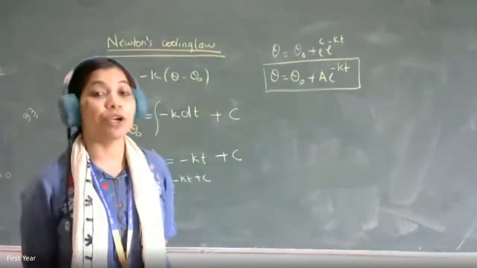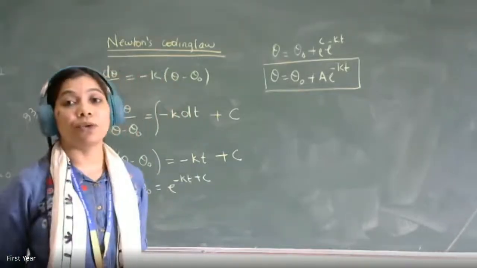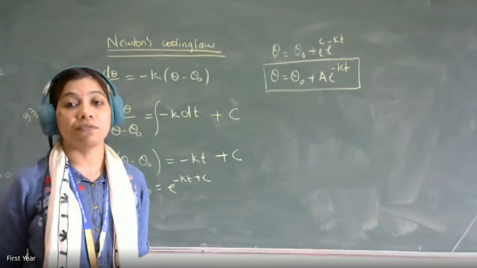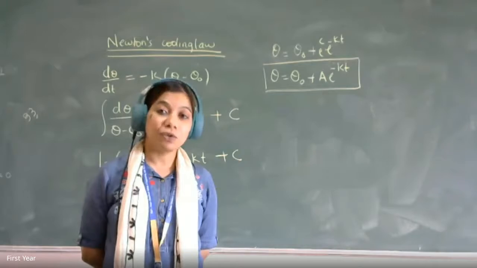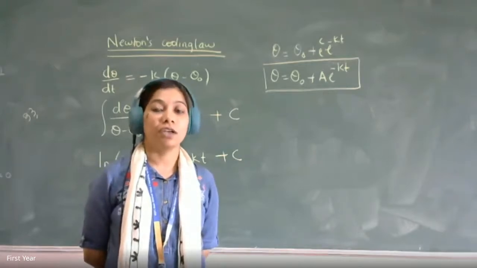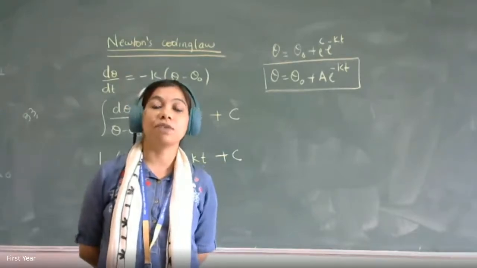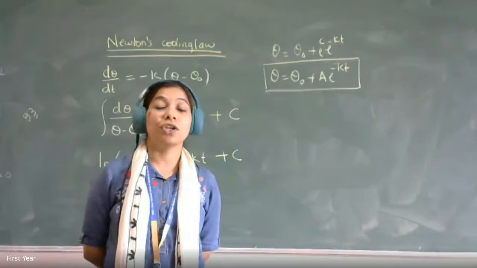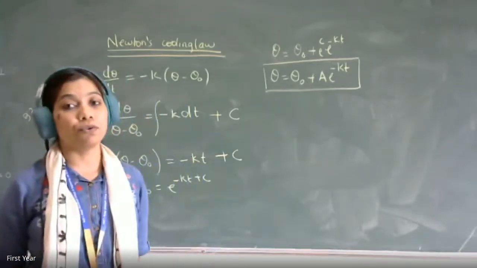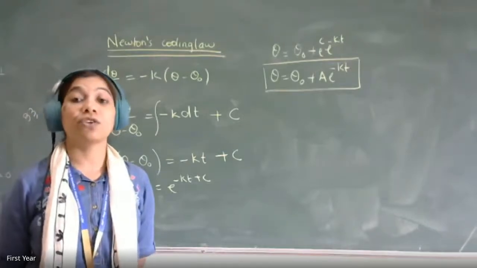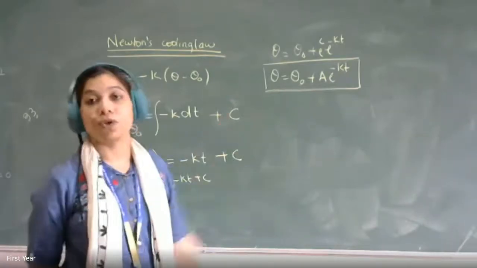Why I asked you this? Because you should understand how to read the question and whether the question is right or not. If you want to find the value of A and K, you require at least two conditions given in the question. At t equal to 0, initially, the temperature of the body is 40 degrees. That's the first condition. There will be one more condition, that after 1 minute or after 10 minutes, the temperature of the body drops from, suppose, 100 to 80. That's the second condition.